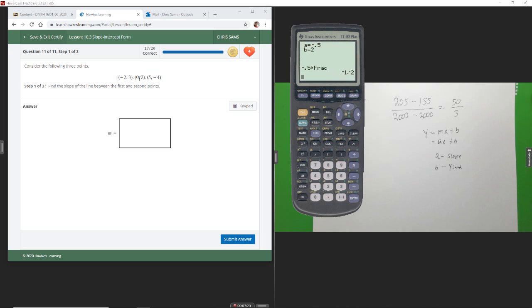Now you can probably get there really fast just by doing this formula, but this is again just another tool that you can use to find slopes.